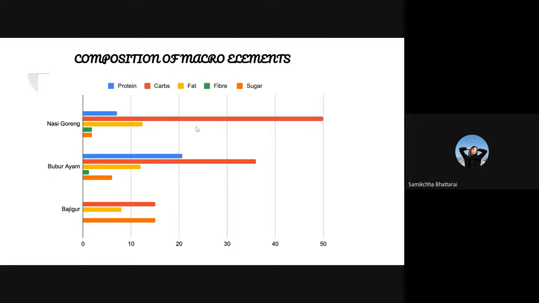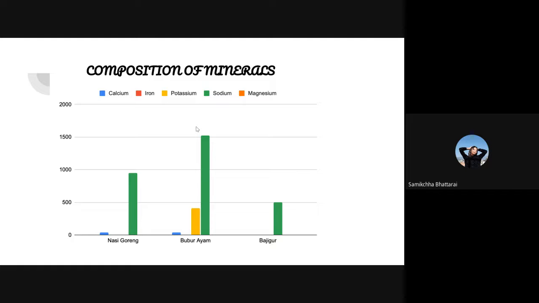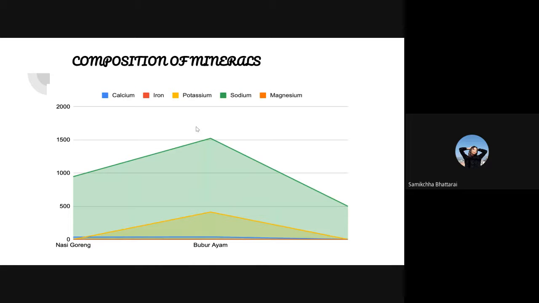On the next slide, you can see the composition of minerals of 250 grams of nasi goreng, bubur ayam, and bajigur. So calcium in nasi goreng was very low, whereas sodium was very high. Bubur ayam had the maximum amount of sodium present in it, and the lowest was calcium. In bajigur, there was no calcium, iron, potassium, or magnesium, but it had sodium content in it. And on the other slide, you can see the composition of minerals.